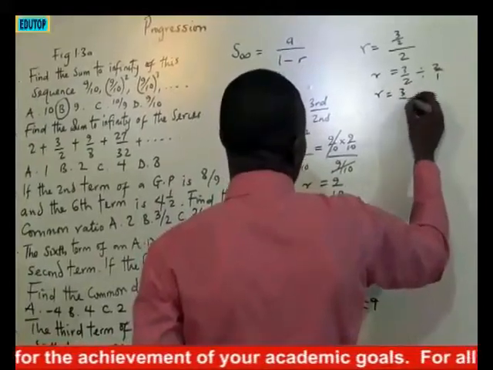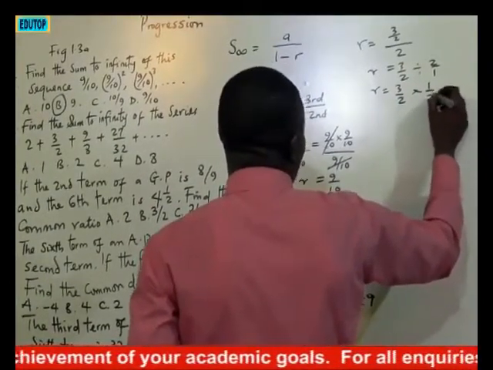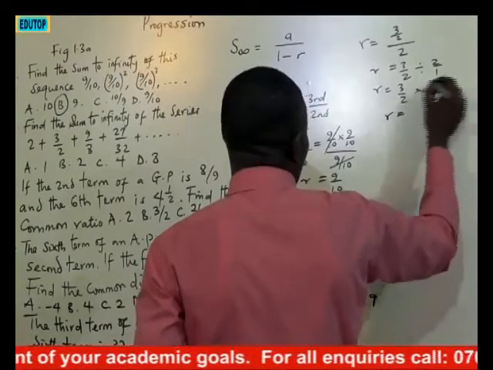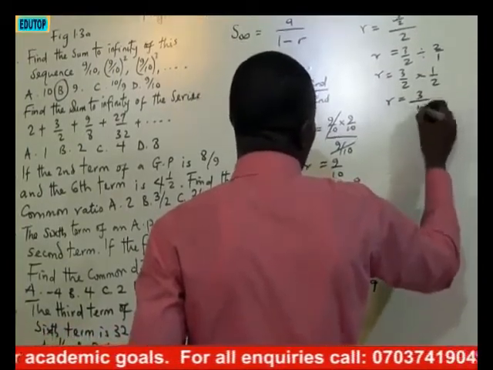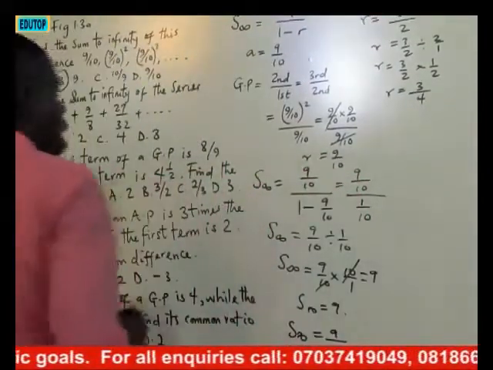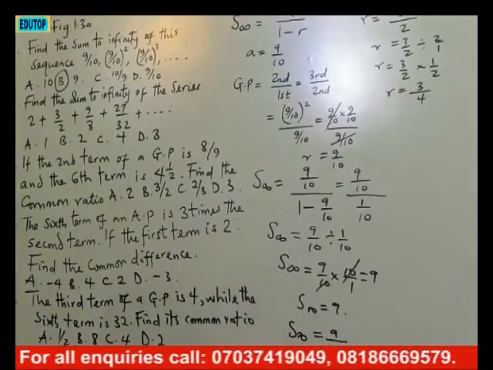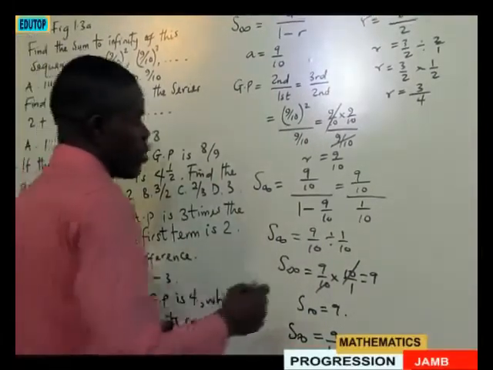r to be equals to 3 over 2 times 1 over 2. So that would be r to be equals to 3 times 1, 3, 2 times 2, 4. So we have 3 over 4. So having gotten our common ratio, then let's go back to our formula.